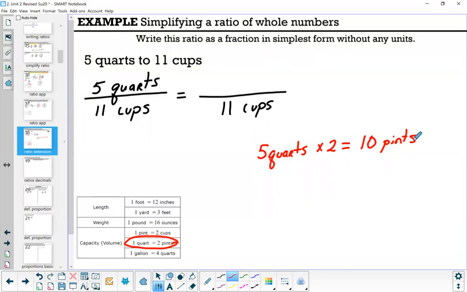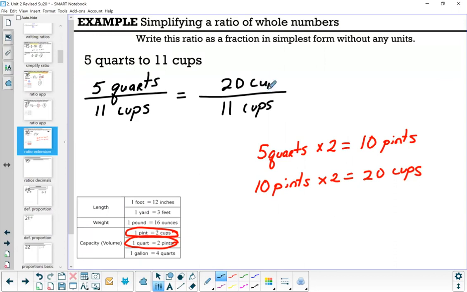But now how do we go from pints to cups? 1 pint equals 2 cups. So we have 10 pints, right? And then we multiply by 2, we get 20 cups. So 5 quarts is 20 cups. The units cancel. Our final answer is just 20 over 11.